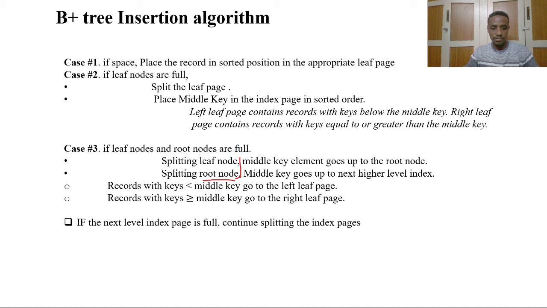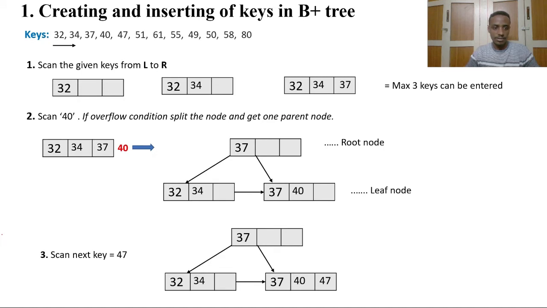So we can also have more full indexes at higher levels, so we'll continue splitting the index pages. Here is an example. We can read from left to right. At first we have 3 block spaces. It is an array. So we can have 3 spaces.